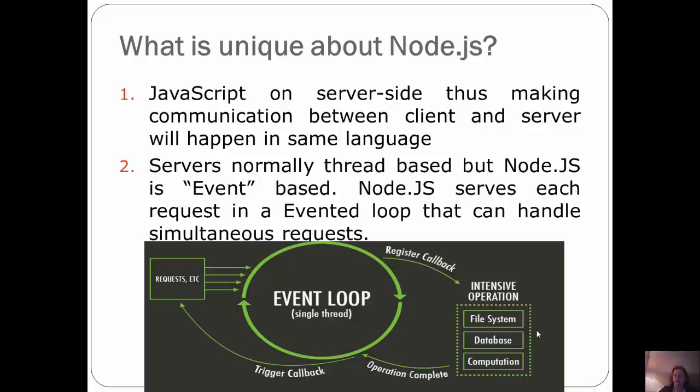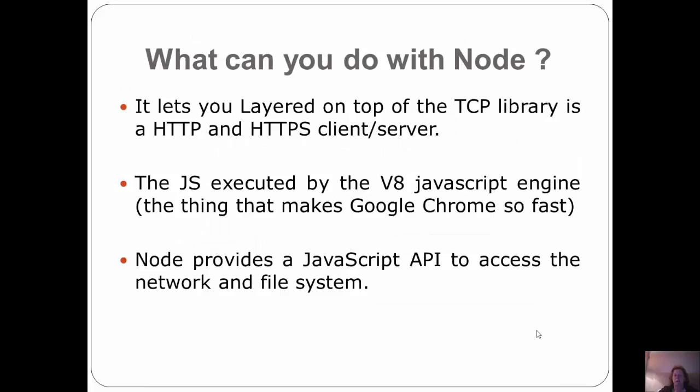So what you see down here is the idea: you have a request coming into this loop continuously. Whenever it needs to do some kind of operation in the background, it has callback functions, and when the operation is complete, it'll trigger that callback.